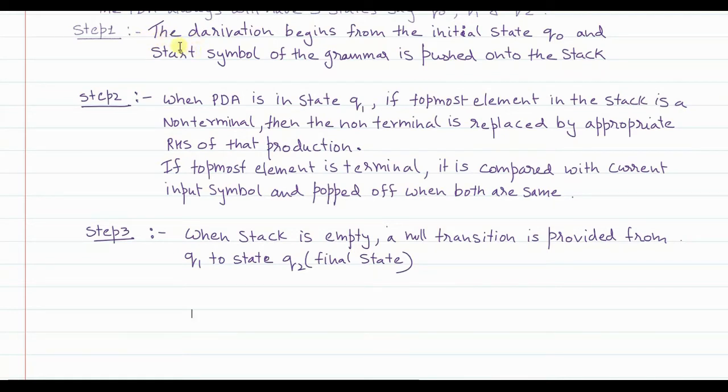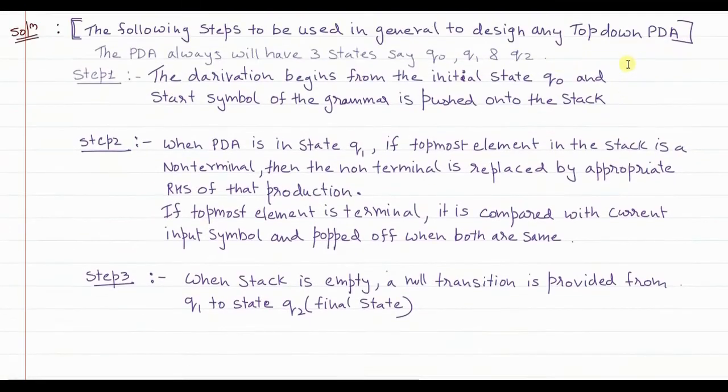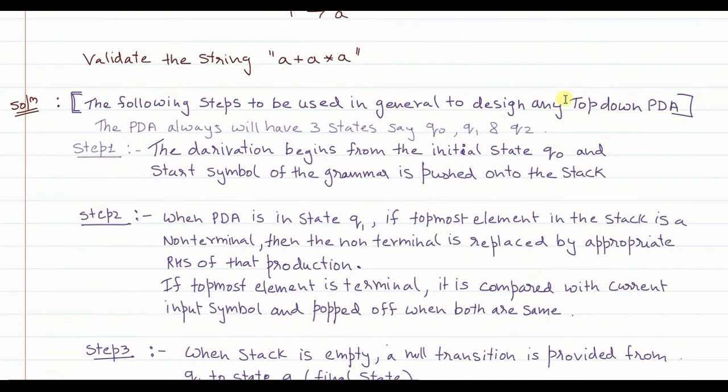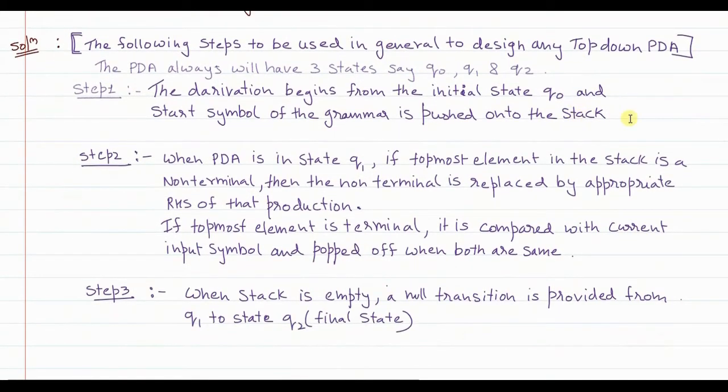So we start. The derivation begins from the initial state Q0, and the start symbol of the grammar is pushed onto the stack. Let Q0 be the initial state. Now, initially your input string will not be read. It is unread; nothing is read as input. So when nothing is read as input, what is read? Null is read initially. At that time your stack will also be empty.